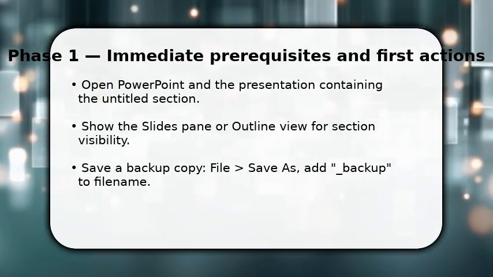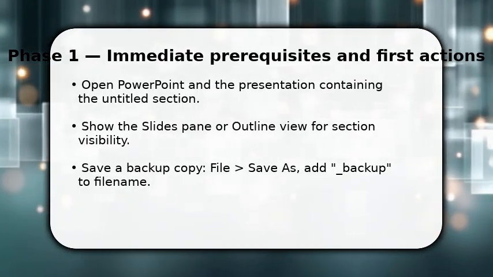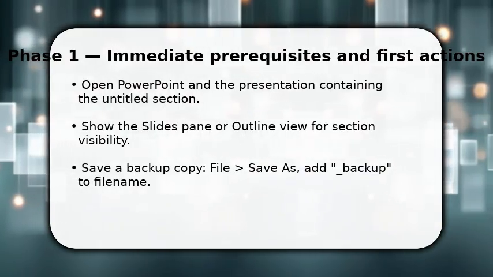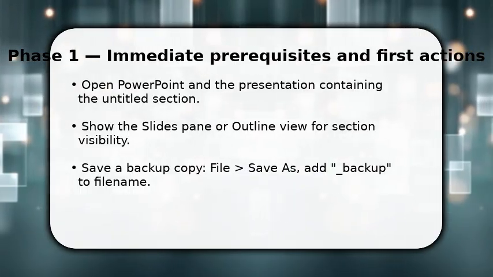Next, locate the section header labeled Untitled. It usually sits above a group of slides. Click the small chevron or right-click the section name to reveal the section menu. This first action unlocks the controls you need to rename or remove it.